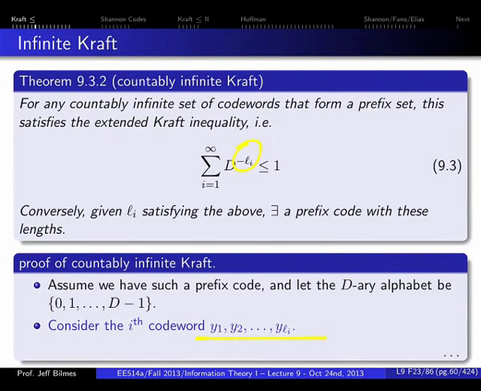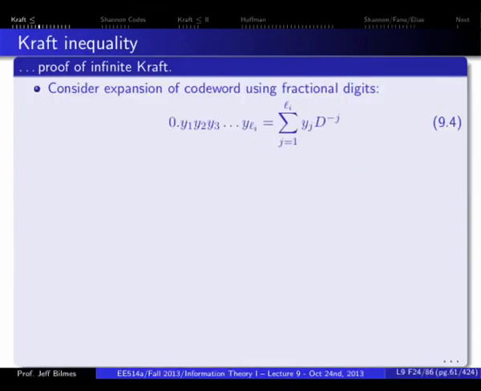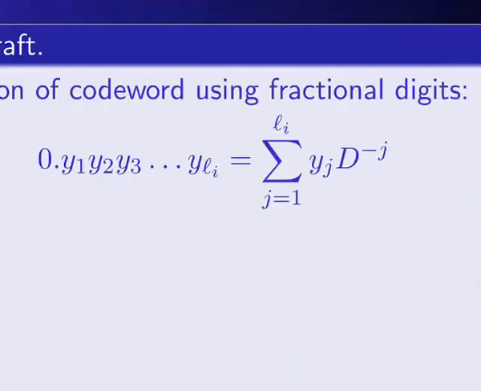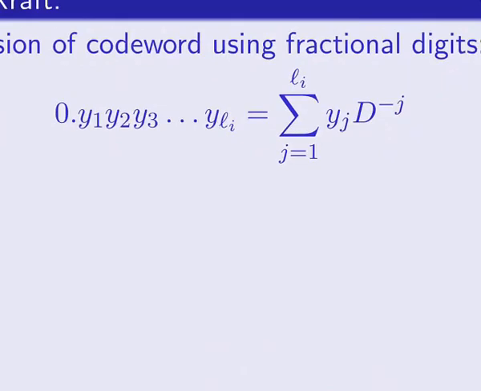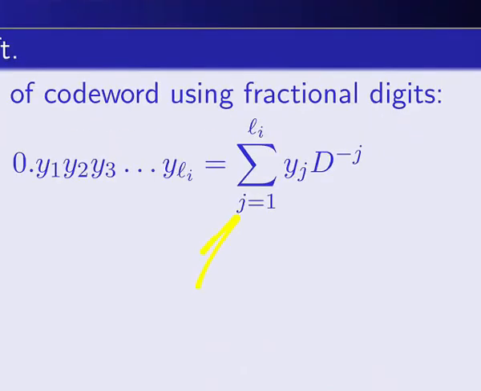The D-ary alphabet is the numbers from 0 to D minus 1. So that means we can write a code word as a fractional number, 0.y1 y2 y3 up to yl. And what this really means is the right-hand side of the expression: each digit is multiplied by d to the negative j, for some j, and then we sum up the whole thing.